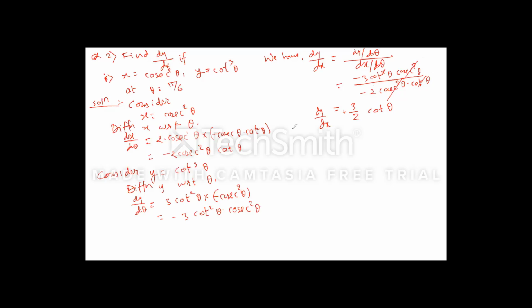Now when we want to find the value of dy by dx at theta equals to pi by 6, therefore dy by dx at theta equals to pi by 6 becomes 3 by 2 into cot theta, means cot pi by 6. So we must know cot pi by 6. Do we have tan pi by 6? It means tan 30, which is 1 by root 3. Therefore, cot pi by 6 becomes the reciprocal of this, which is root 3. I'm going to write here 3 by 2 into root 3. So final answer becomes 3 root 3 upon 2. That is our final answer.